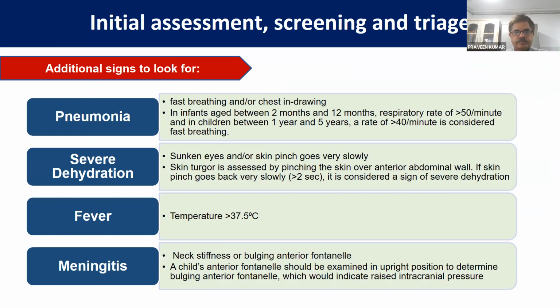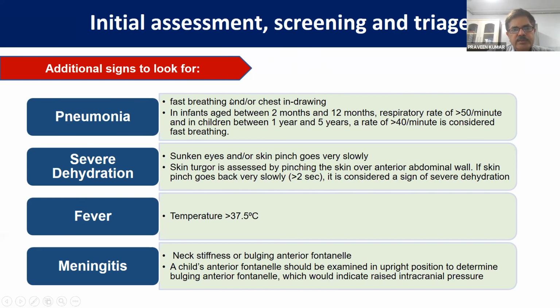So now, as I discussed, the most common cause which was reported was pneumonia, including sepsis. Once the child has cough or difficult breathing, what are the clinical signs one should look for? The clinical signs we have to look for are fast breathing, whether the child has chest indrawing, and whenever you have a pulse oximeter, we all have used this during COVID time. If the child has SpO2 less than 90%, then this also indicates severe pneumonia.